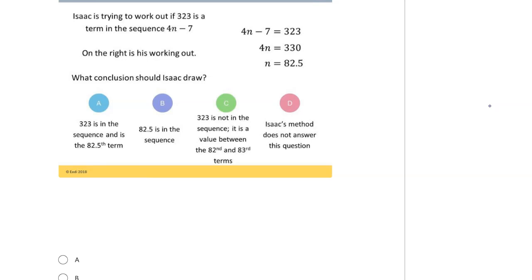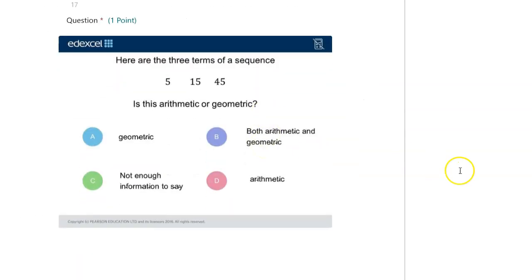If n equals 82.5, 82.5 can't be a term in a sequence because the terms go up by integer values. So 323 is not in the sequence. It is a value between the 82nd and 83rd term. That looks pretty good to me. You can't have the 82.5th term. 82.5 is not in the sequence, and it did answer the question.